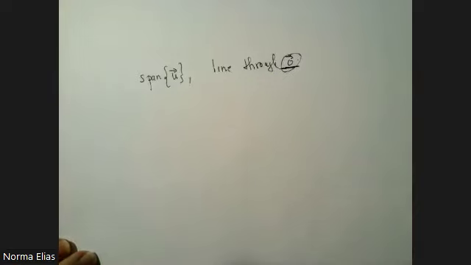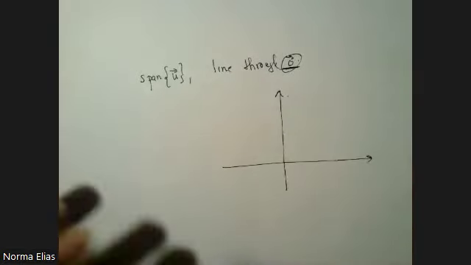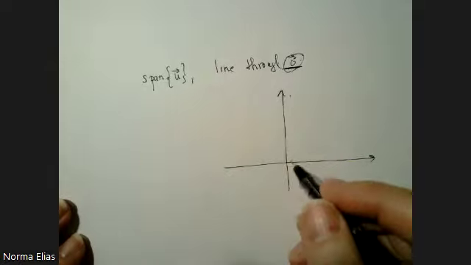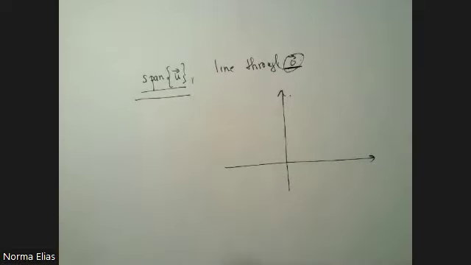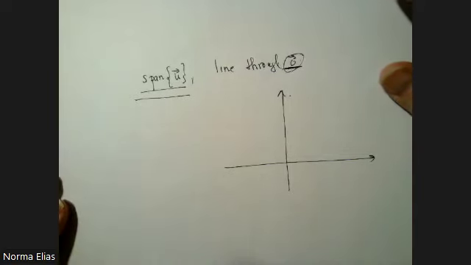Can anybody answer the question? Why is zero in the span? Can anybody answer her question? Why is zero in the span of u? Yes, because the tail of the vector is at the origin.